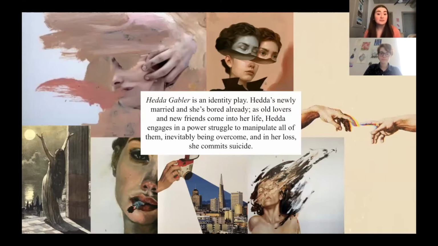One of the many themes in the play is control. Hedda feels unbearably powerless in her own life, and that lack of control motivates Hedda to manipulate the people around her to try and gain some sense of power and autonomy over her own life.